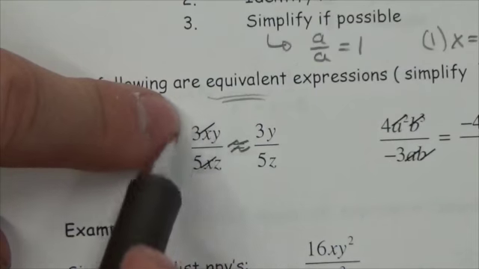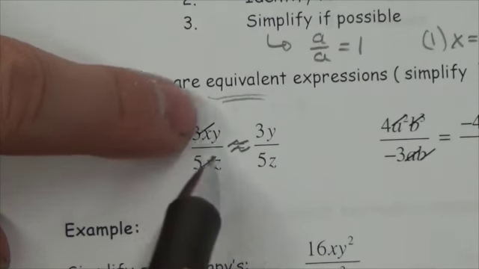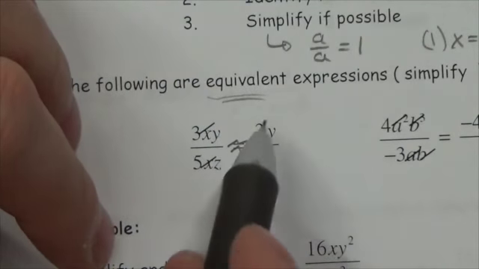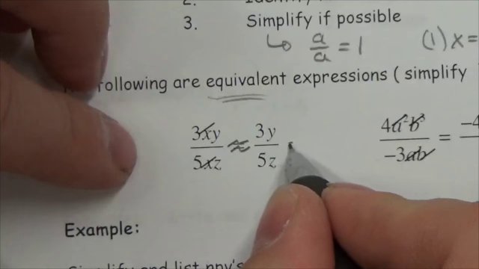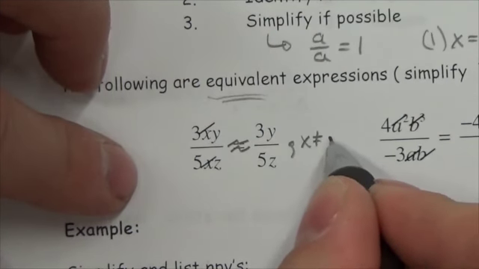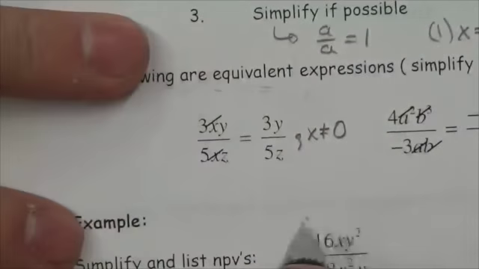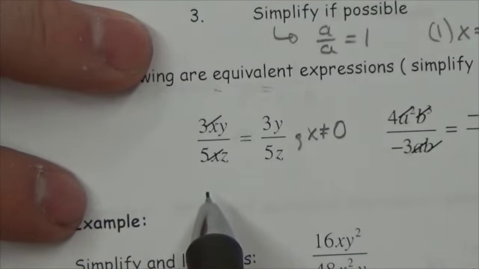There is a restriction here that x can't equal 0. If x equals 0, this becomes 0 over 0, and that's undefined. Over here, there is no x, so there's no issue that way. So they're not the same function. The only way I can make them the same is by including that little non-permissible that x cannot equal 0.